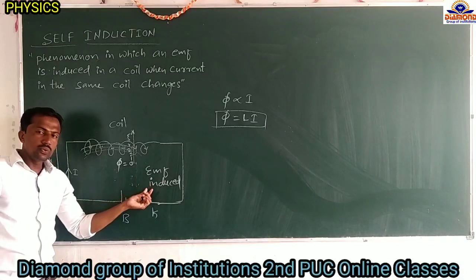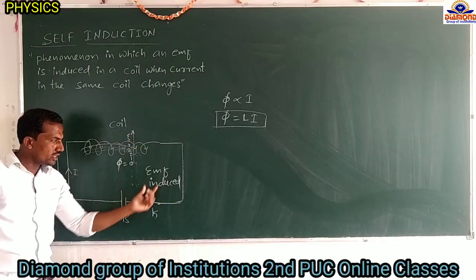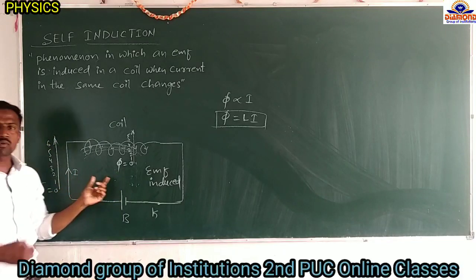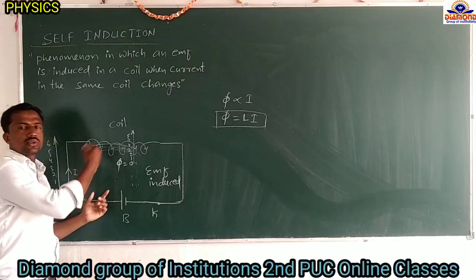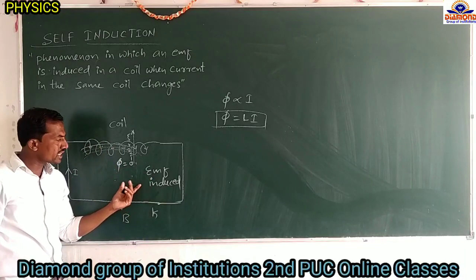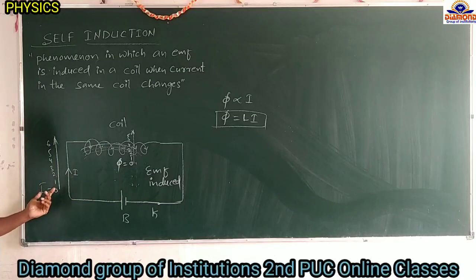EMF induced in a coil when current is changing in the same coil. सेम कॉइल में करंट का वैल्यू चेंज हो गया तो ईएमएफ क्या हो रहा? डेवलप हो रहा. ओके, दैट इज कॉल्ड एज सेल्फ इंडक्शन.